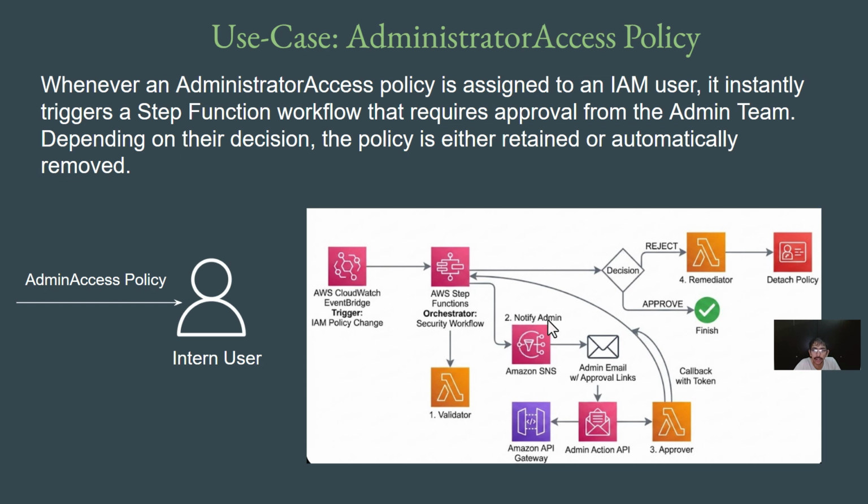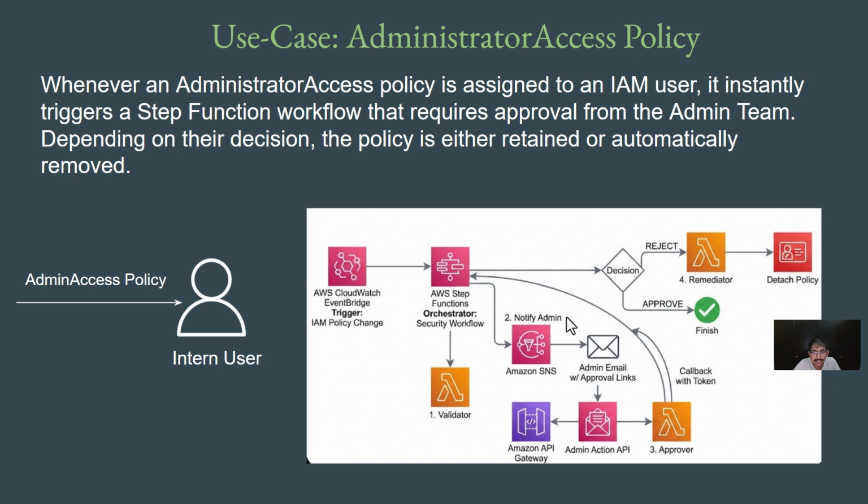This would be the security admin team. And how will they be notified? They will be notified via email. As part of the email, they will receive two different links, one to approve and one to reject. Based on this, you also have the API Gateway service which has the appropriate API, and this API is linked to one more Lambda function, the approver.